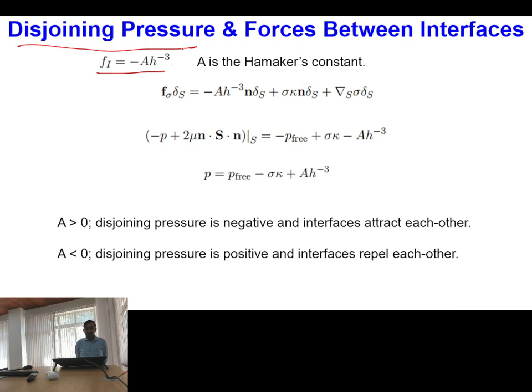Okay, and the forces which are coming because of this disjoining pressure can be written as interfacial forces as minus A h power minus 3, where h is the distance between the interfaces and A is Hamaker's constant. So when I am writing my surface tension force, along with these two macroscopic terms at the interface, I can also include this additional disjoining pressure.